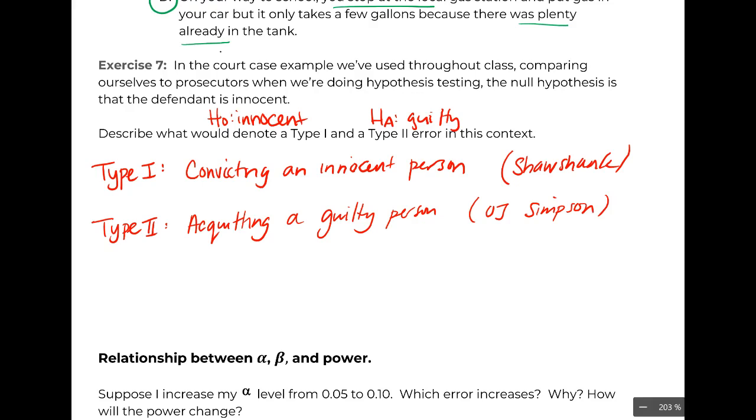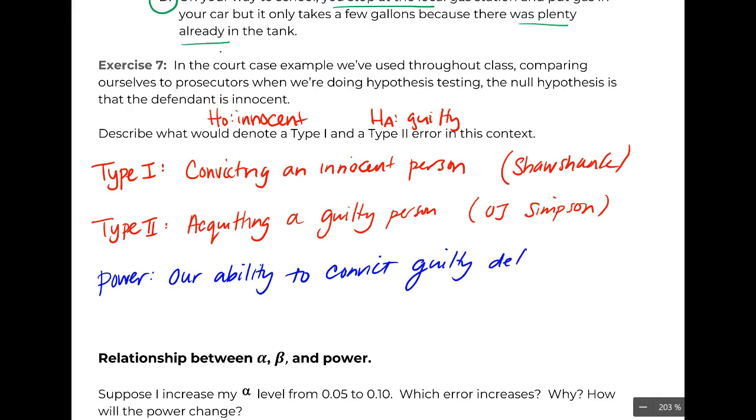In fact, let's go ahead and add one more I didn't ask for. Let's talk about what power is in this context. So power is our ability, remember, to reject the null, to convict guilty people. As a prosecutor, I'm not really looking for my ability to acquit innocent people, because I never think anybody I'm taking to trial is innocent, so no special name for that, but definitely a special name for my ability to convict people I think are guilty.